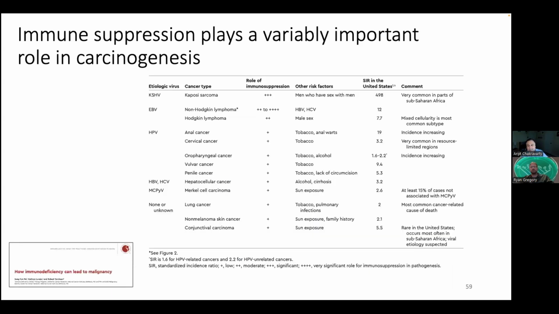But it's important to keep in mind that immune suppression plays a variably important role in carcinogenesis. It's helpful, but it's neither a necessary nor a sufficient condition. As you can see over here, there's a wide variety of different cancer-causing viruses, and they have a column with the role of immunosuppression. You can see it's all over the map. It's not necessary.